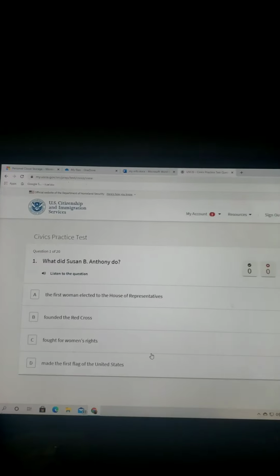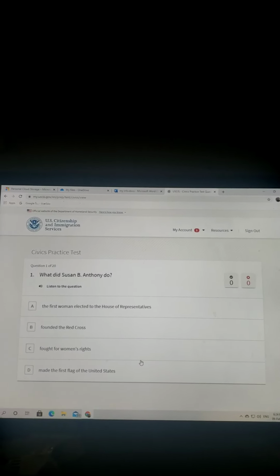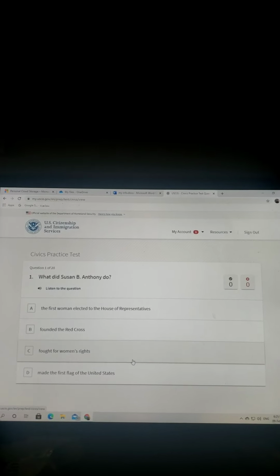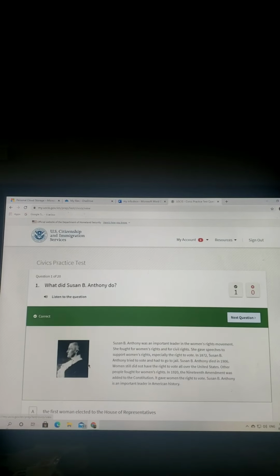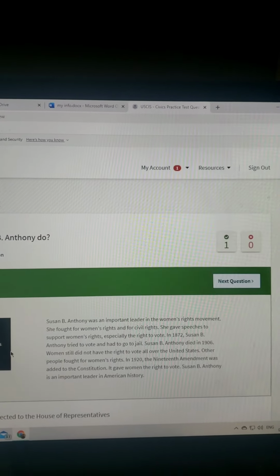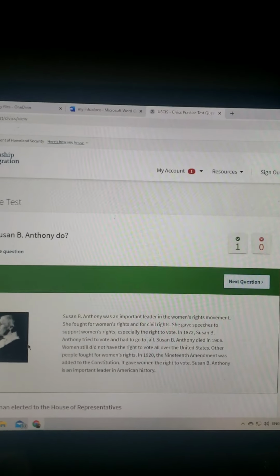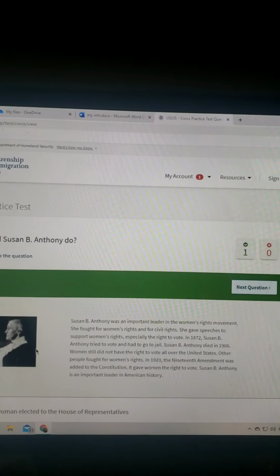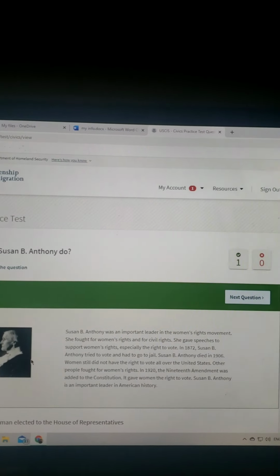So what did Susan B. Anthony do? I don't know who that is, but I think she fought for women's rights. Yeah, correct. Susan B. Anthony was an important leader in the women's rights movement. She fought for women's rights and for civil rights. She gave speeches to support women's rights, especially the right to vote in 1872.